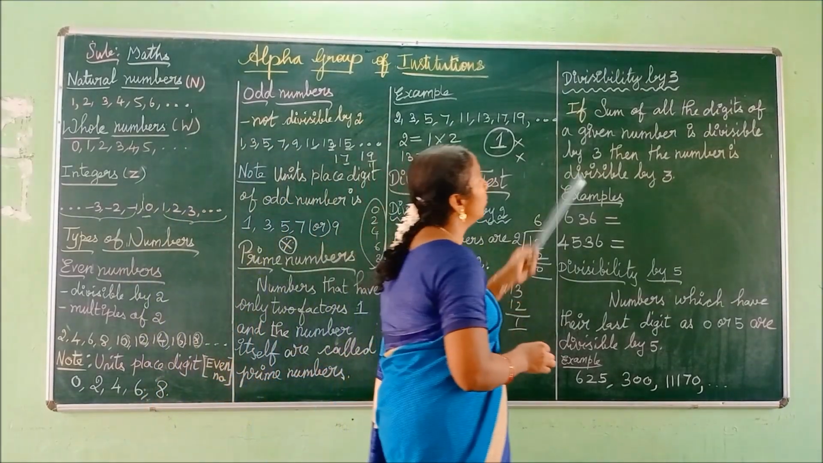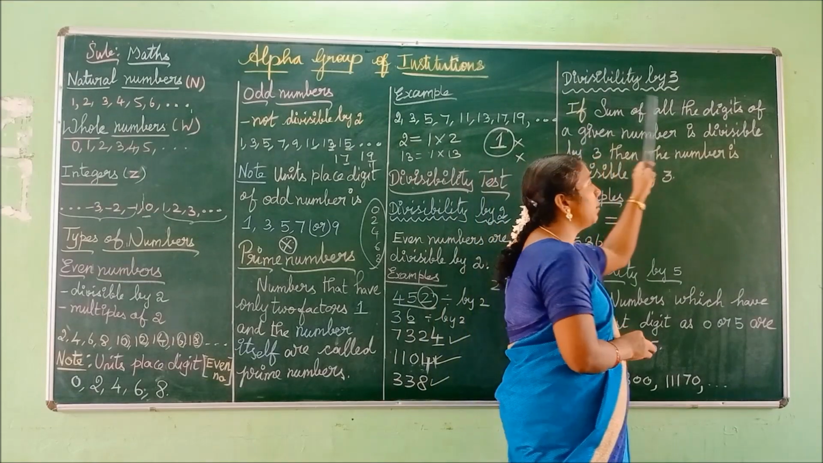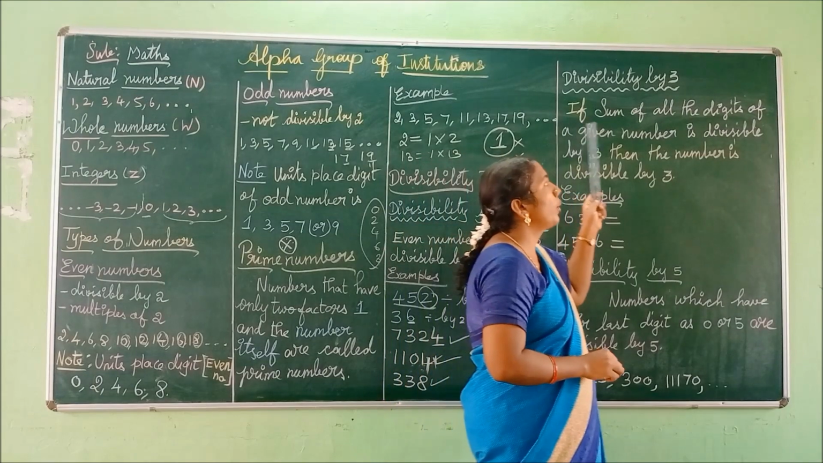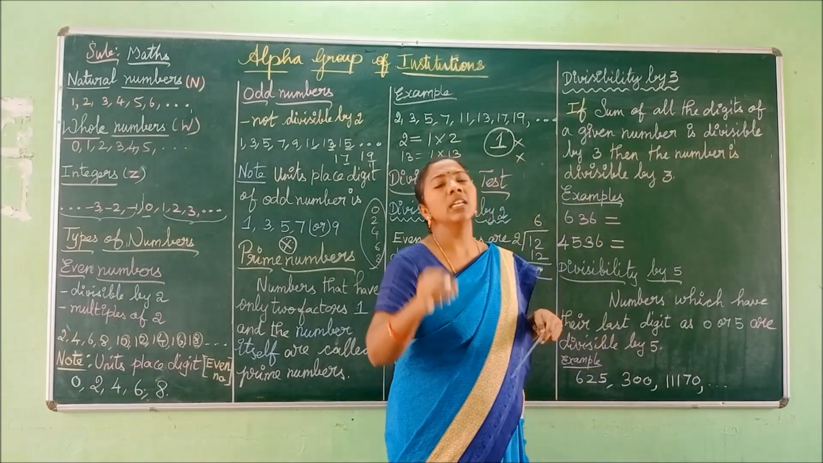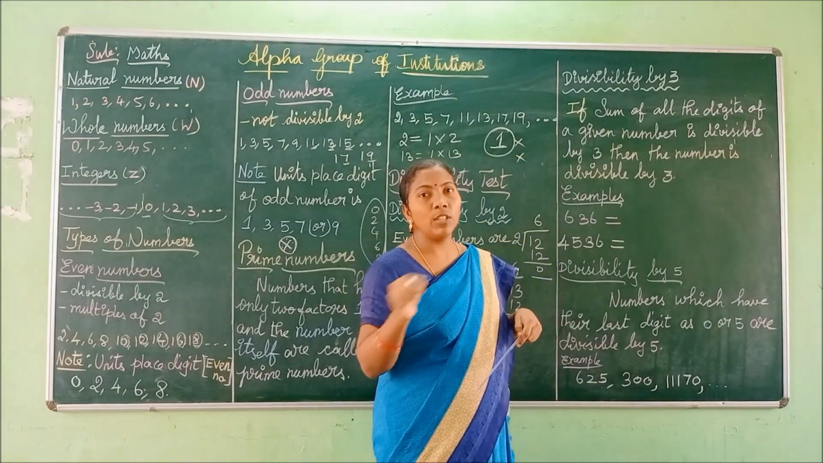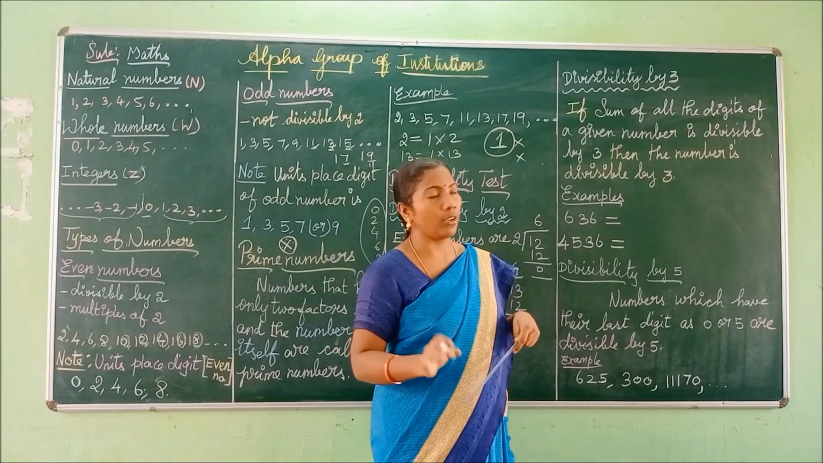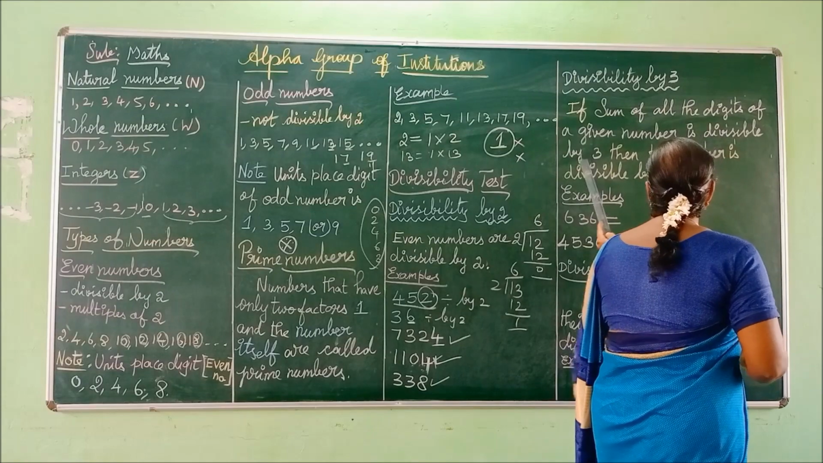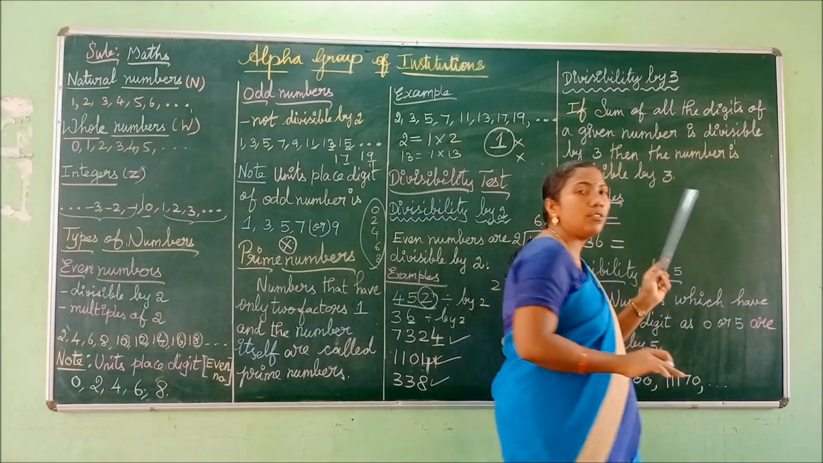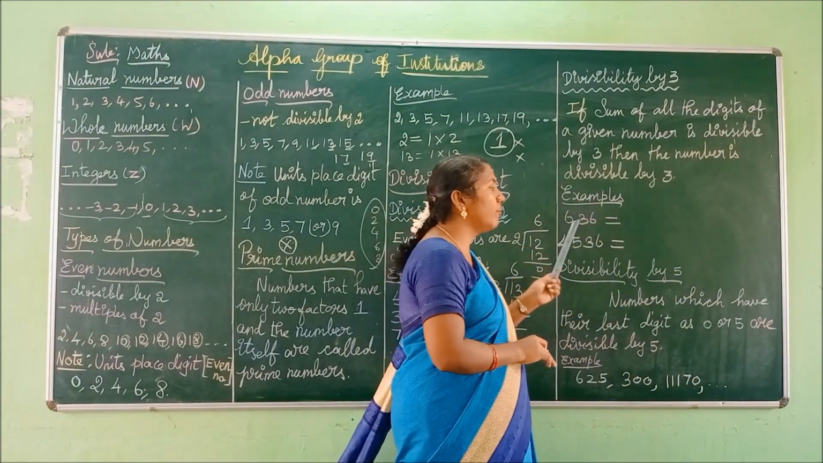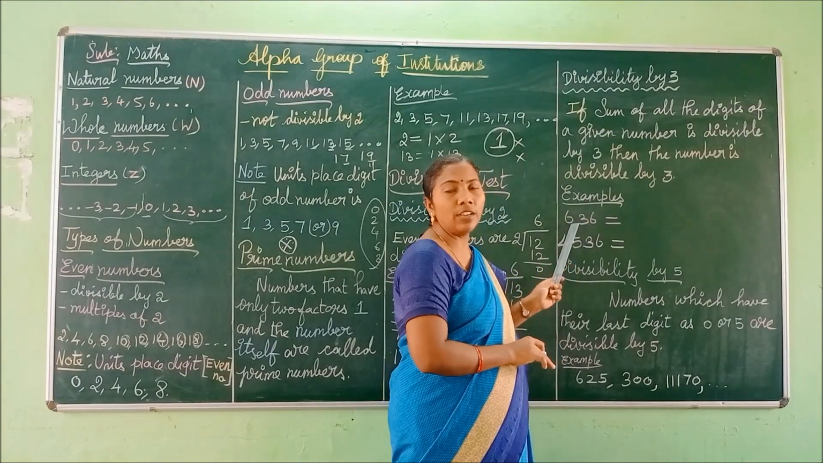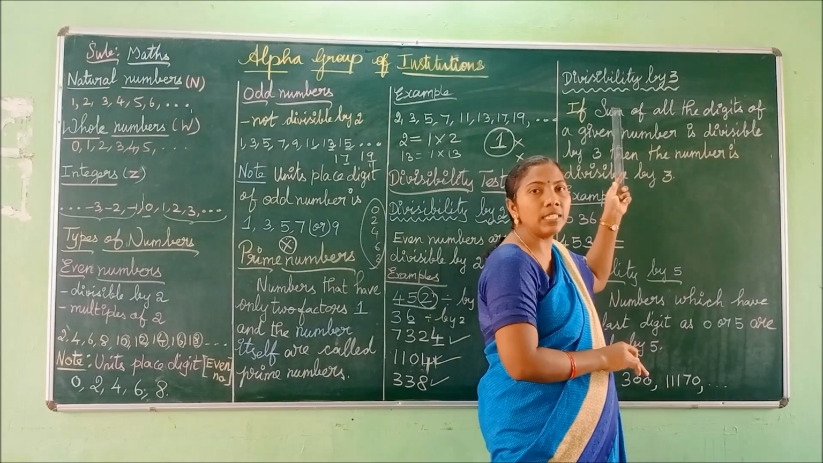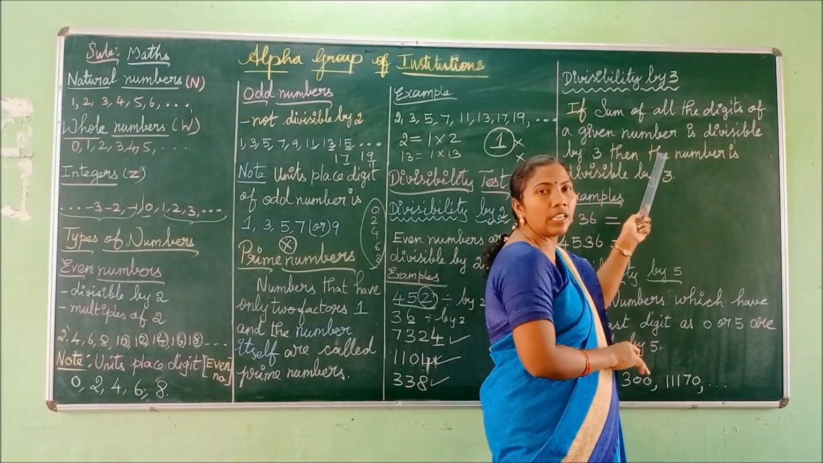Next we are going to see divisibility by 3. It is a very important test. Listen carefully, children. How can you check whether the given number is divisible by 3 or not without doing actual division? If the sum of all the digits of a given number is divisible by 3, then the number is divisible by 3. You have one given example. How can you check whether this number is divisible by 3 or not? You have to sum, that is, add all the digits of the given number.